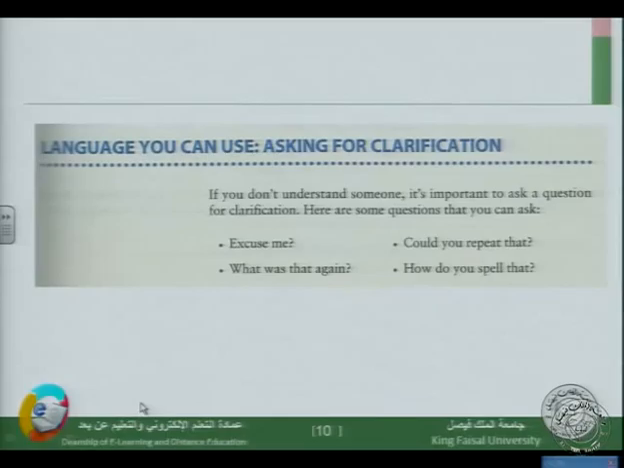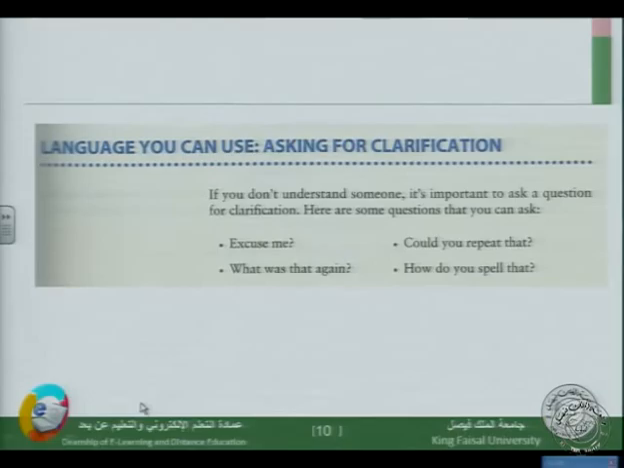Also, we have learned the language that we can use to ask for clarification. Clarification is the noun of clarify, to make something clear. So, if you don't understand someone or some points, or maybe if you don't understand me, it's important to ask for clarification, whether by email or Blackboard or just to meet me or call me on the course mobile, right? Here are some questions that you can use to ask me for clarification if you don't, for example, understand reduction.